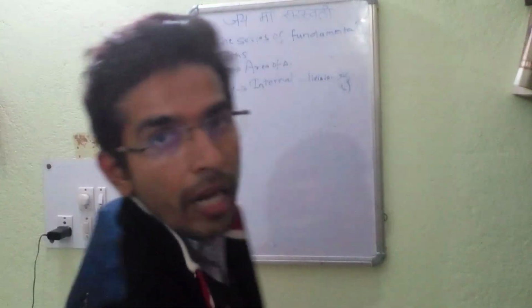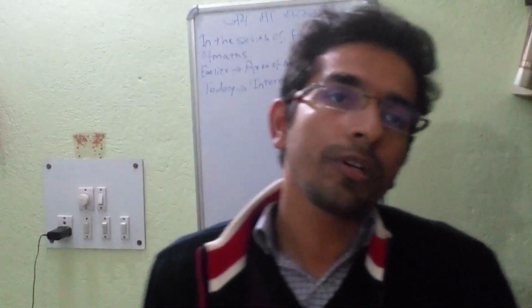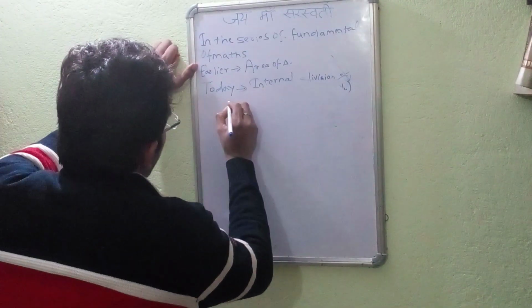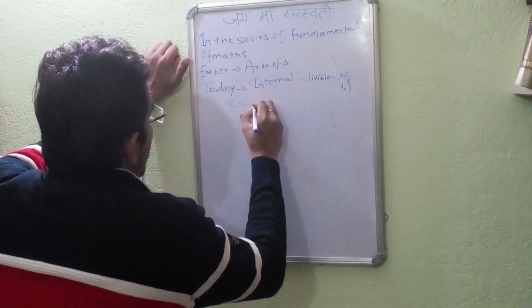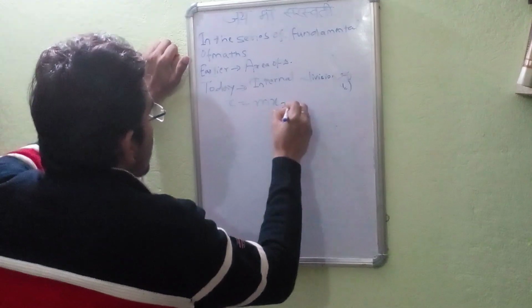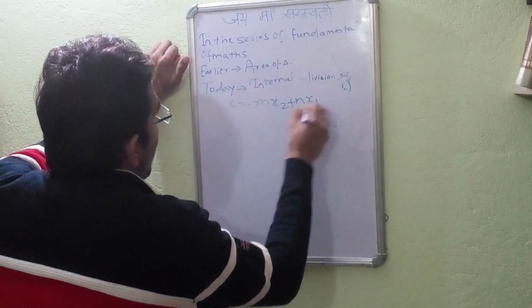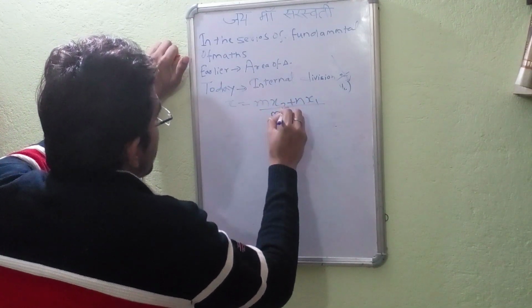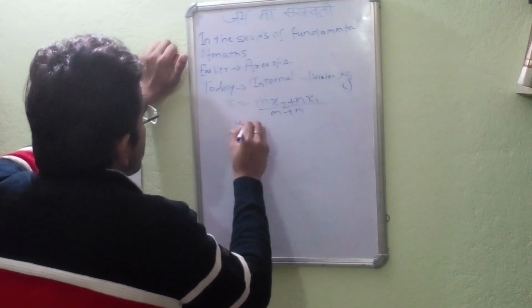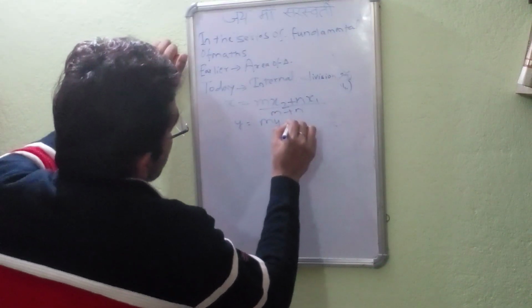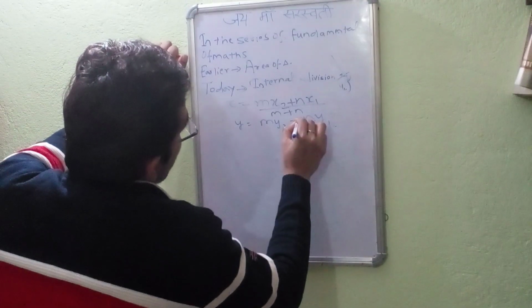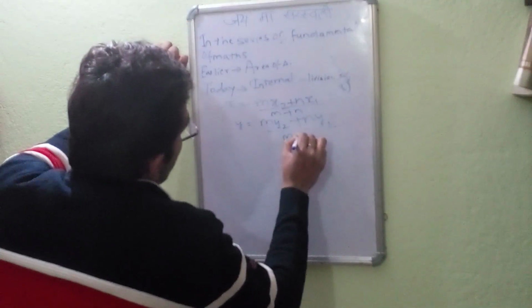So we had already derived one formula: the x coordinate of a particular point will be x is equal to mx2 plus nx1 by m plus n. Similarly, y will be equal to my2 plus ny1 by m plus n. So we will be writing that formula: x is equal to mx2 plus nx1 by m plus n, and y is equal to my2 plus ny1 by m plus n.